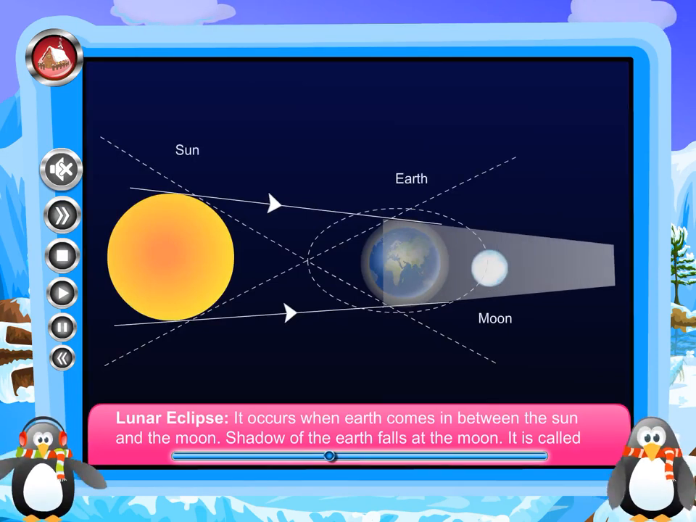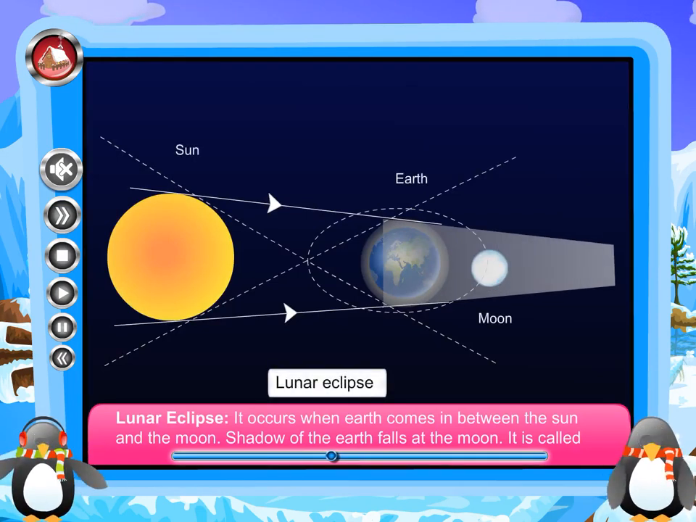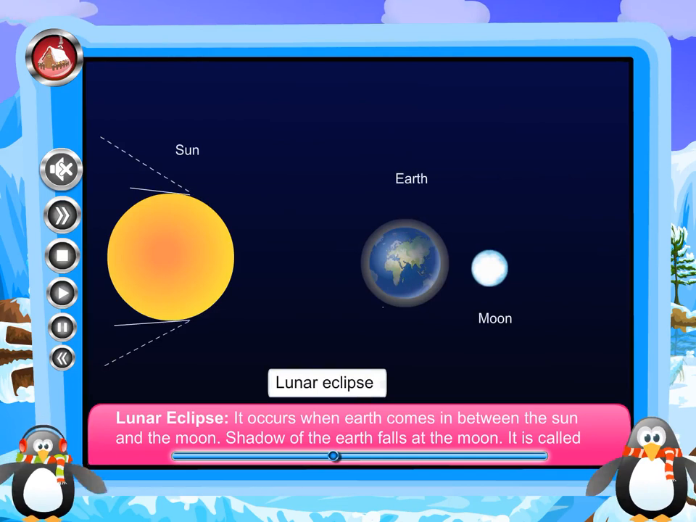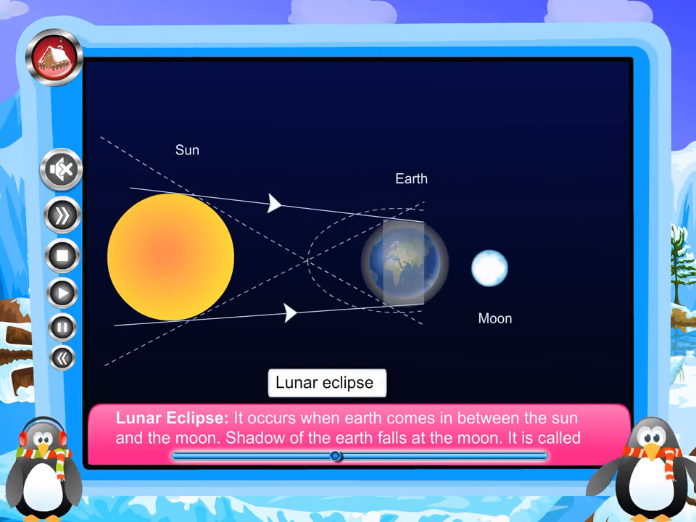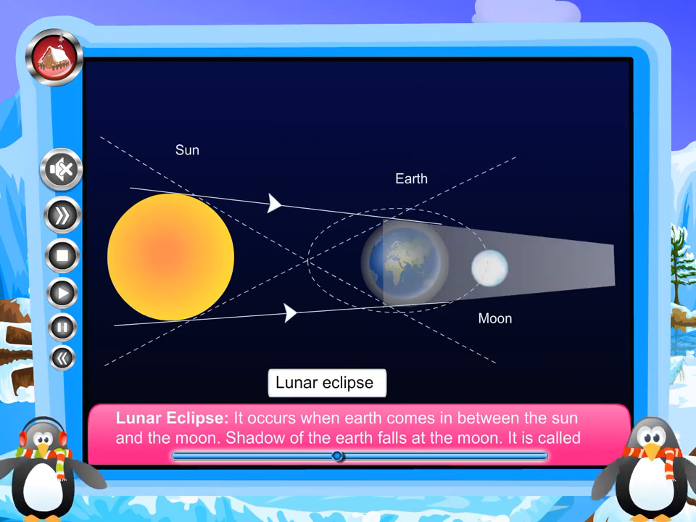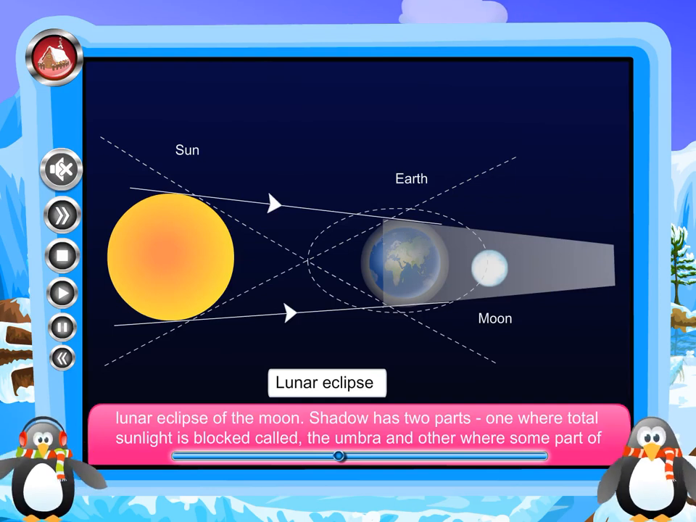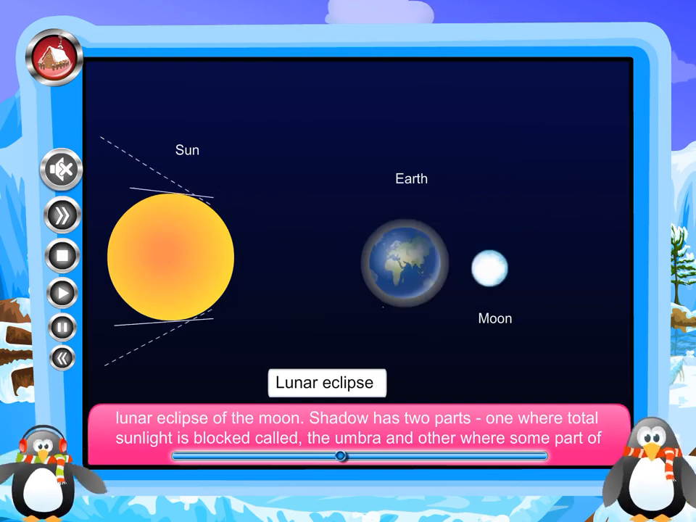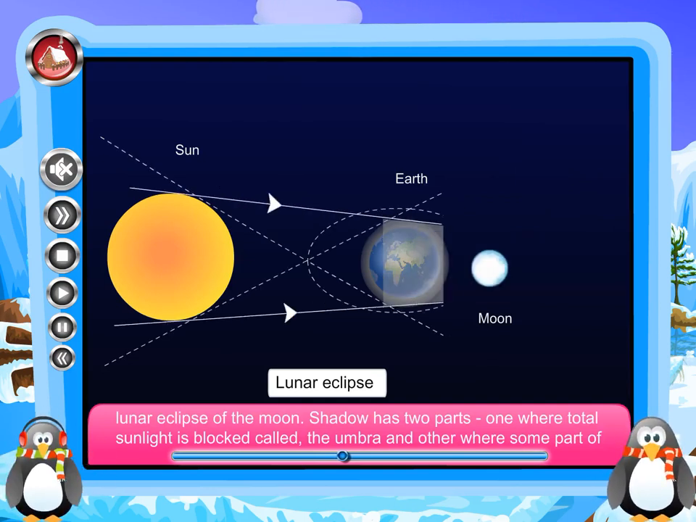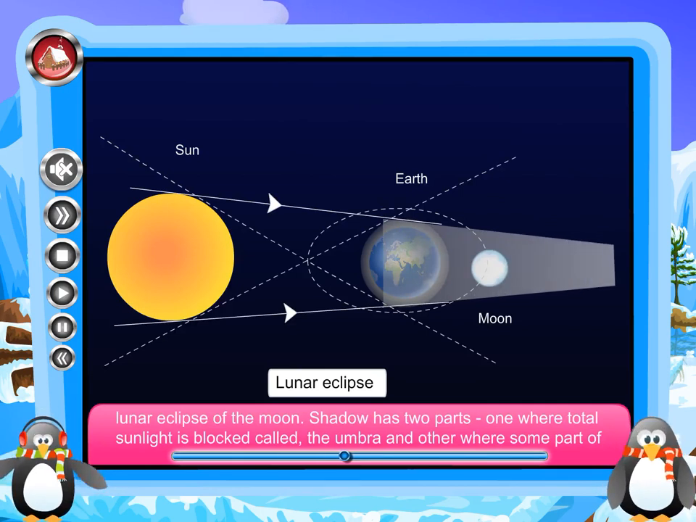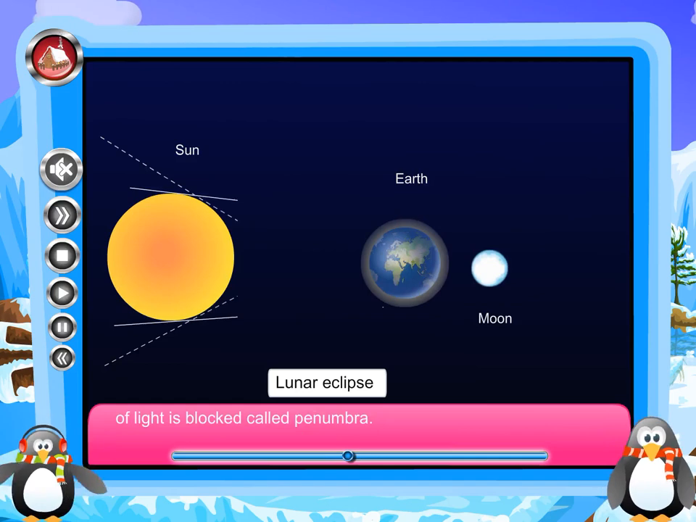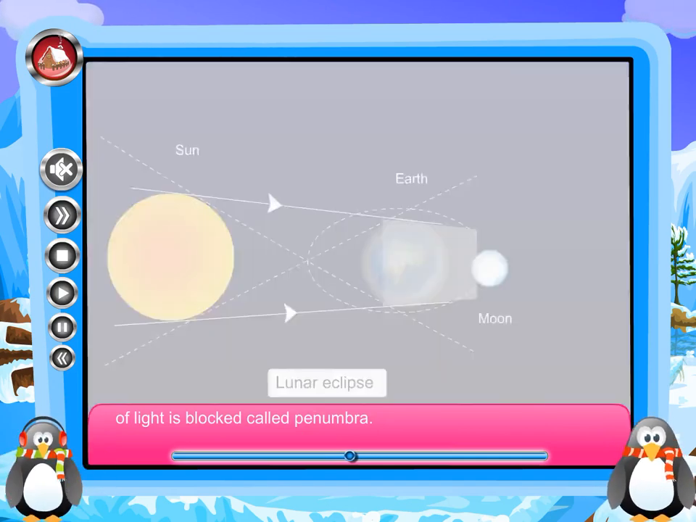Lunar eclipse. It occurs when the Earth comes in between the Sun and the Moon. The shadow of the Earth falls on the Moon. It is called a lunar eclipse or eclipse of the Moon. The shadow has 2 parts. One, where total sunlight is blocked, called the umbra, and the other, where some part of light is blocked, called the penumbra.